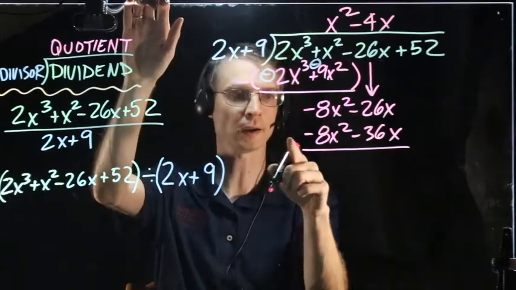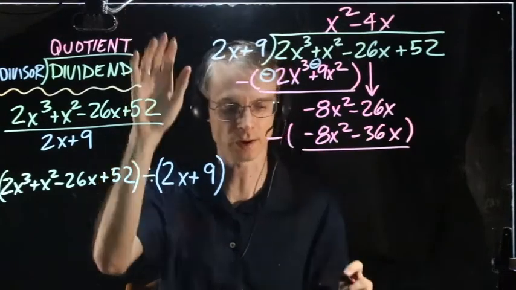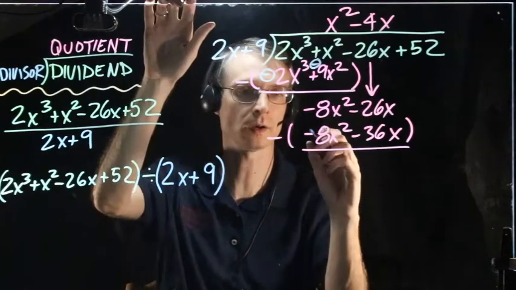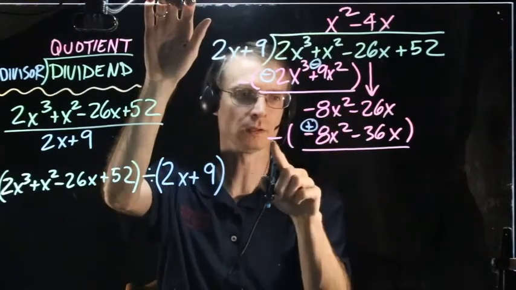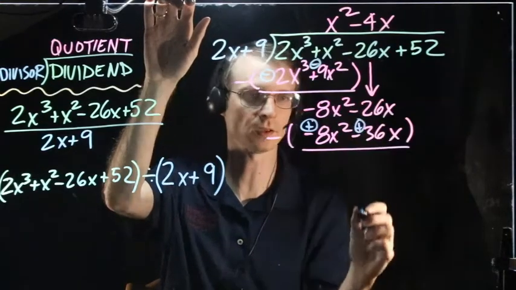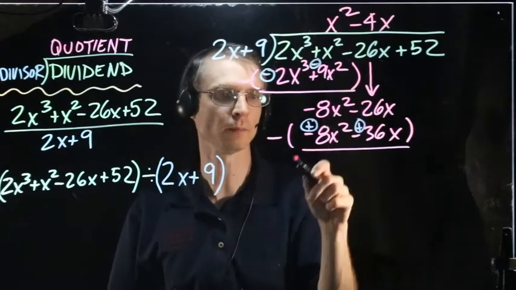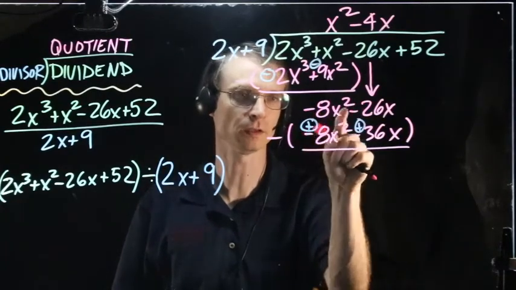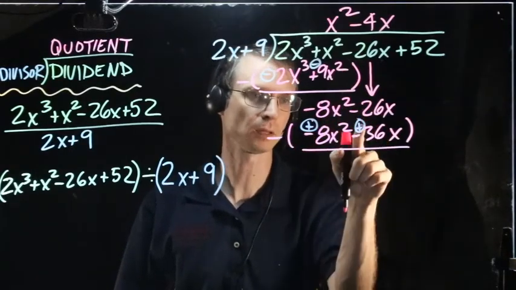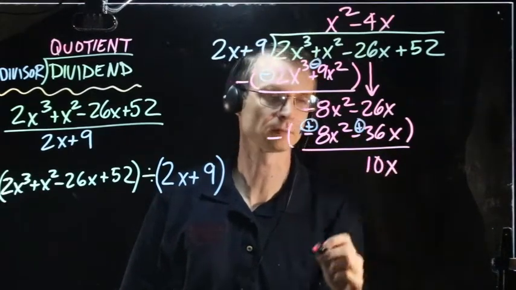Now, we're going to subtract this entire quantity. So I'm going to put parentheses there, subtract, and then I'm going to distribute this negative sign in here. Negative times negative 8x squared is a positive 8x squared. Negative times a negative 36x is a positive 36x. And now we're going to combine them. Negative 8x squared plus 8x squared is 0. Negative 26x plus 36x is 10x.